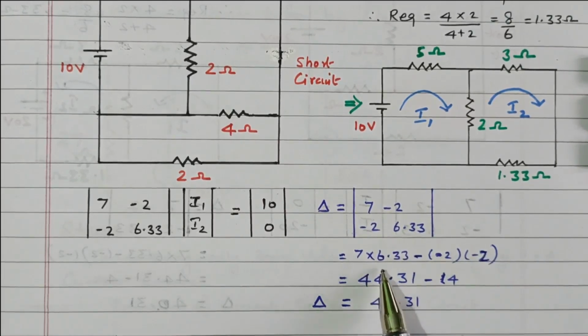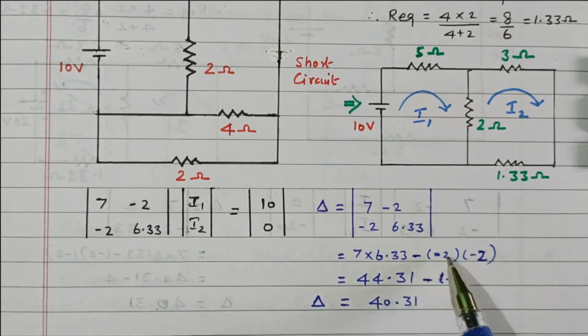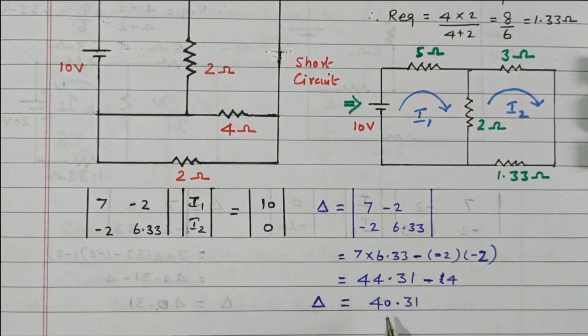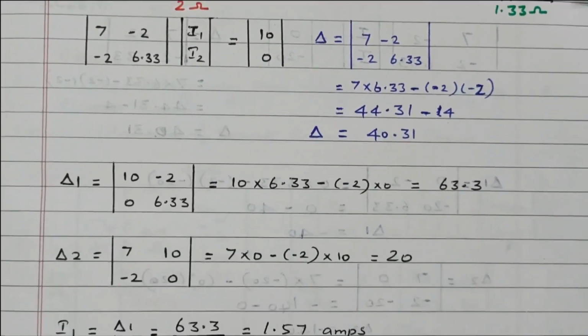Right? So 7 into 6.33 is 44.31 minus. So 3 minus available, so finally it is minus only. 2 into 2, 4. So after subtraction what we got? 40.31. The delta value is 40.31. Now we need to find the delta 1, delta 2, followed by I1 and I2.